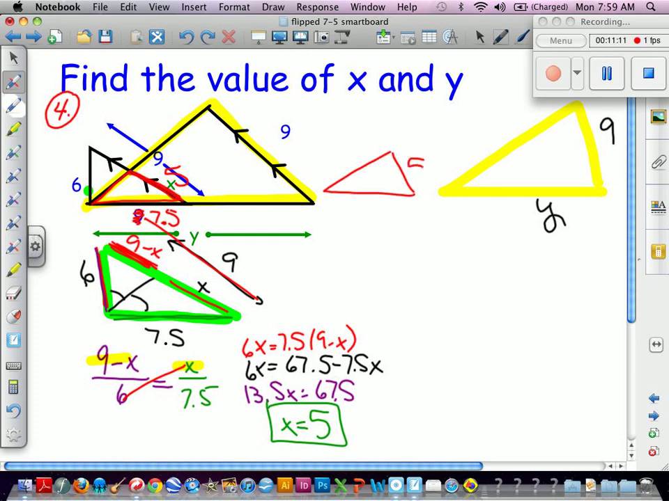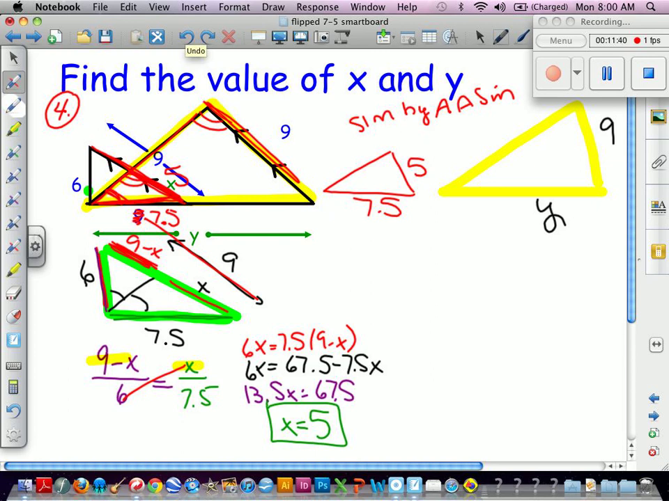This is 5. I also know this side, which is 7 and a half. Now the red triangle and the yellow triangle are similar by AA similarity. Got your shared angle. You have parallel sides. This is your transversal, so then this angle and that angle are corresponding, so they're equal.